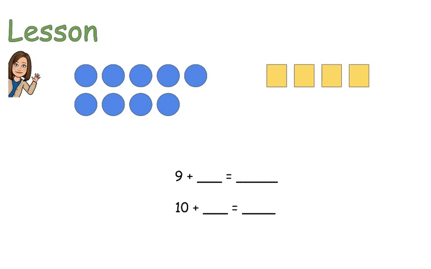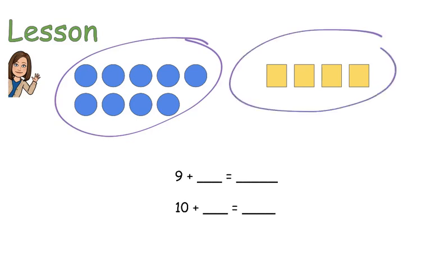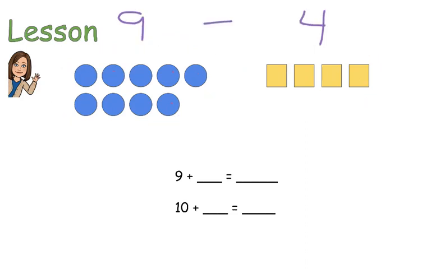So, we have some circles and some squares. I want you to count the number of blue circles. 1, 2, 3, 4, 5, 6, 7, 8, 9. So we have 9 blue circles. How many yellow squares are there? Count the squares. 1, 2, 3, 4. So there are four squares. So what we're going to do is find out what 9 plus 4 equals.